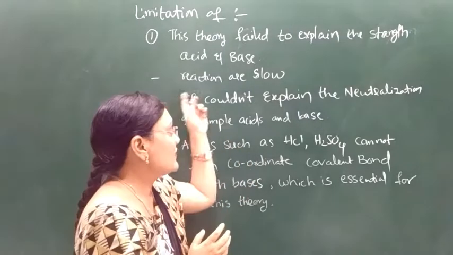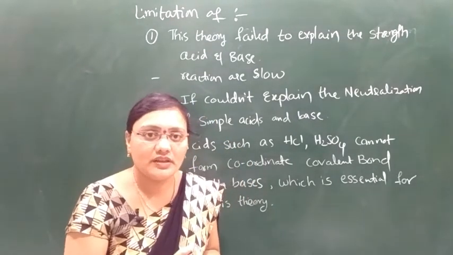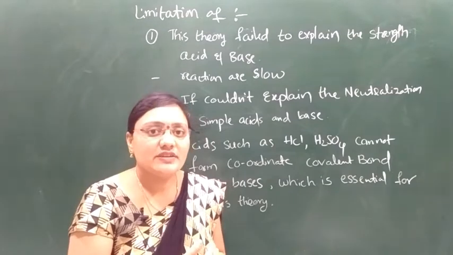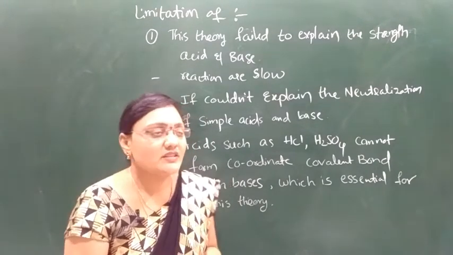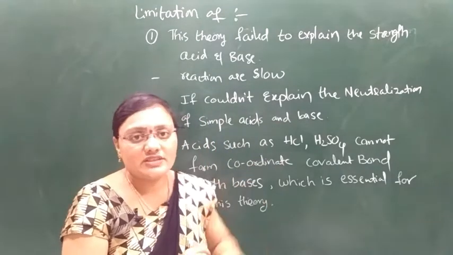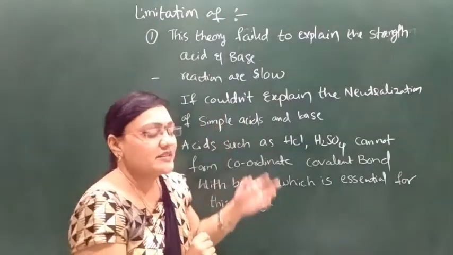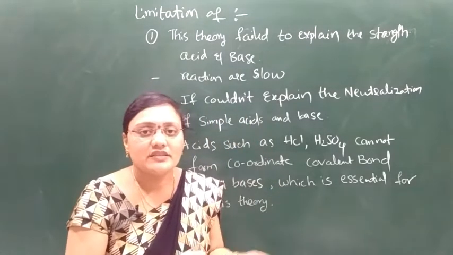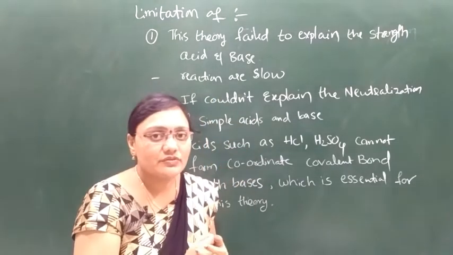And the next one is that generally acid-base reactions are fast, but Lewis acid and base reactions are slow. Arrhenius acids and Bronsted-Lowry acids have fast reactions, but Lewis theory's reactions are slow.